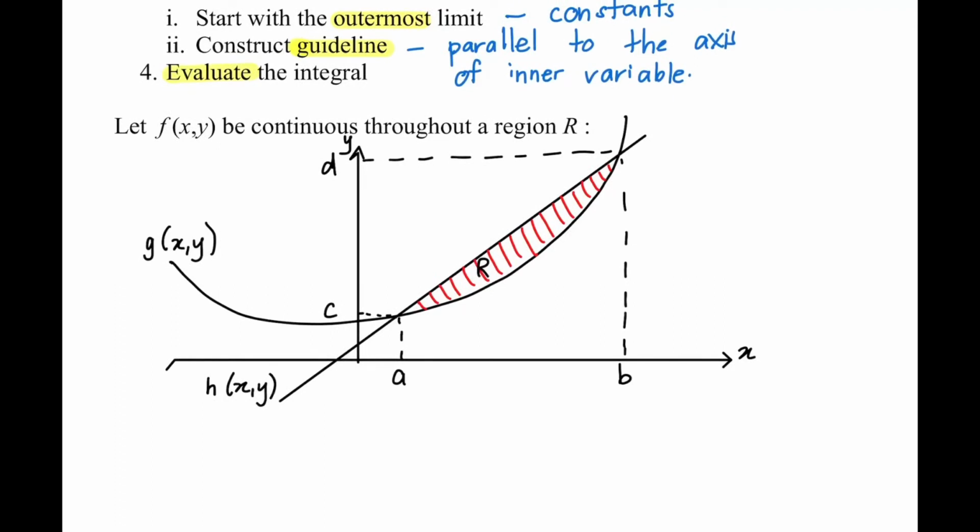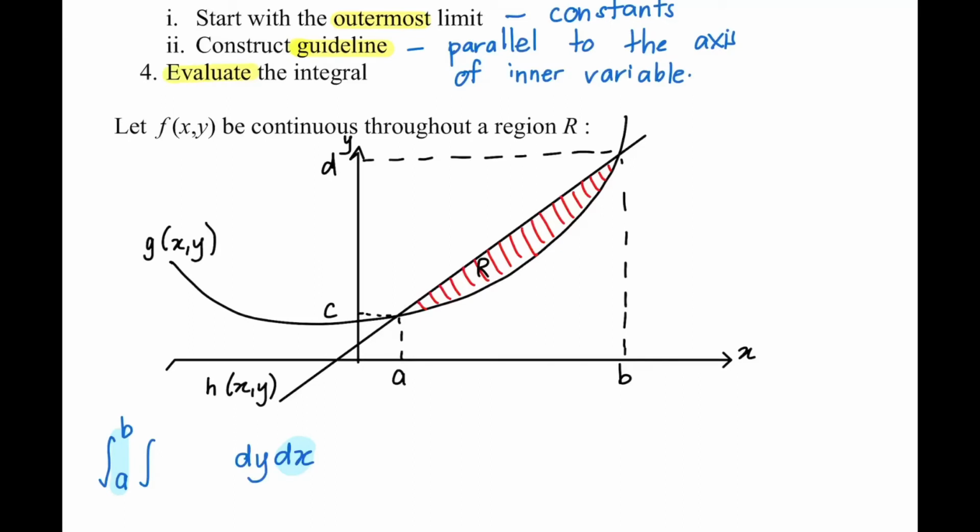Okay. So we want to find, let's say our order of integration is dy dx. So we start off with finding the outermost limits. Note here, our outermost limits would be x. That means the limit here must be constant x values. So look at the graph here. Our region R is between a and b. So make that your outermost limit. Our outermost limit is between a and b.